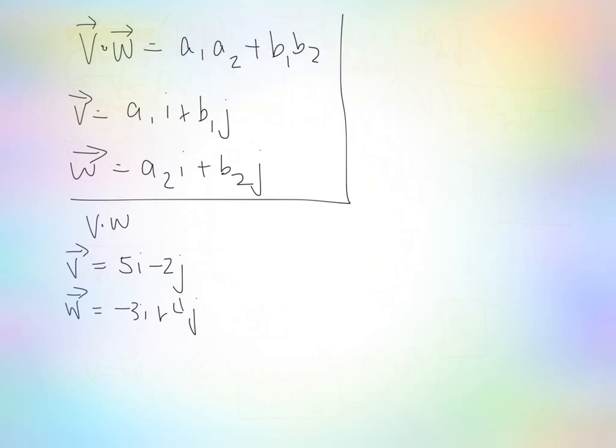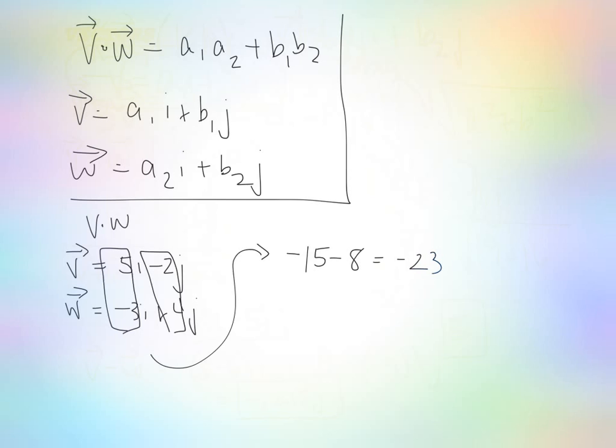So all you're going to do is take the coefficients. So let's look at this part first, and then this part. So this would just turn into negative 15 minus 8, which is negative 23. And that's basically just what it is.